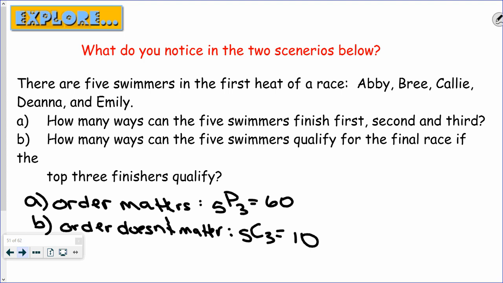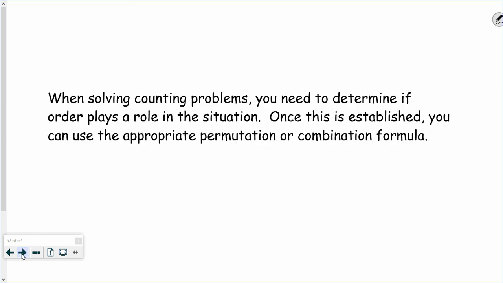So in every question, you need to consider whether order matters or order does not matter. That is the most important thing. Once you figure it out, if order matters, you're going to use a permutation, or you could use the fundamental counting principle, the one with the blanks. If order does not matter, then you're going to use combinations.